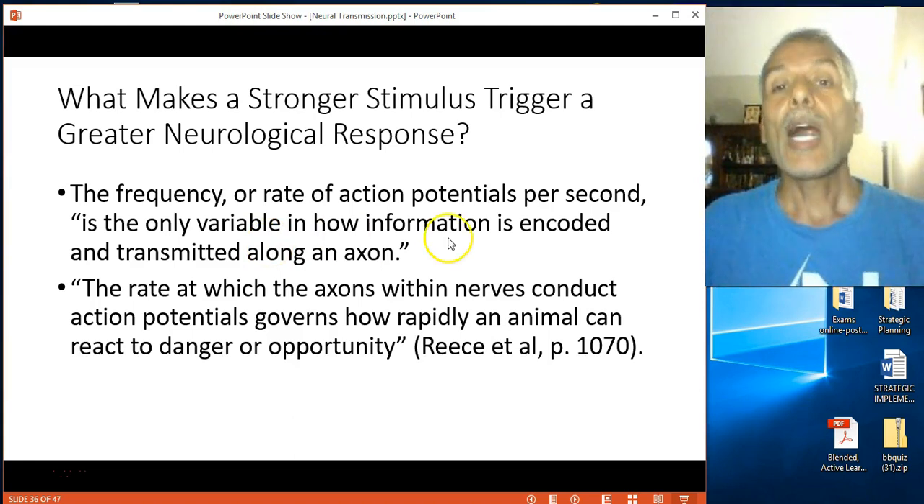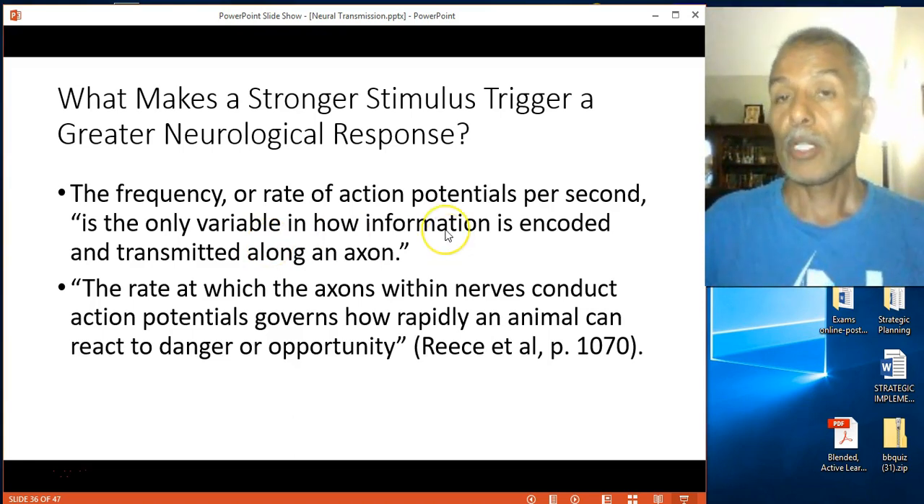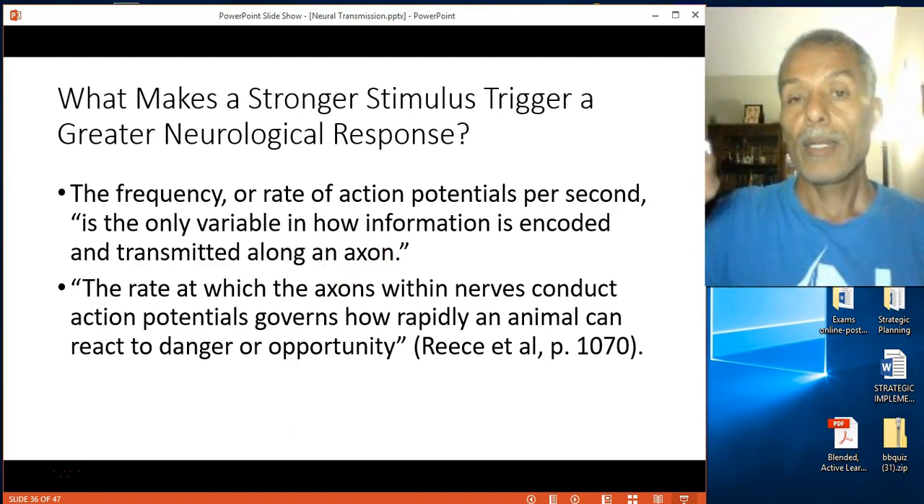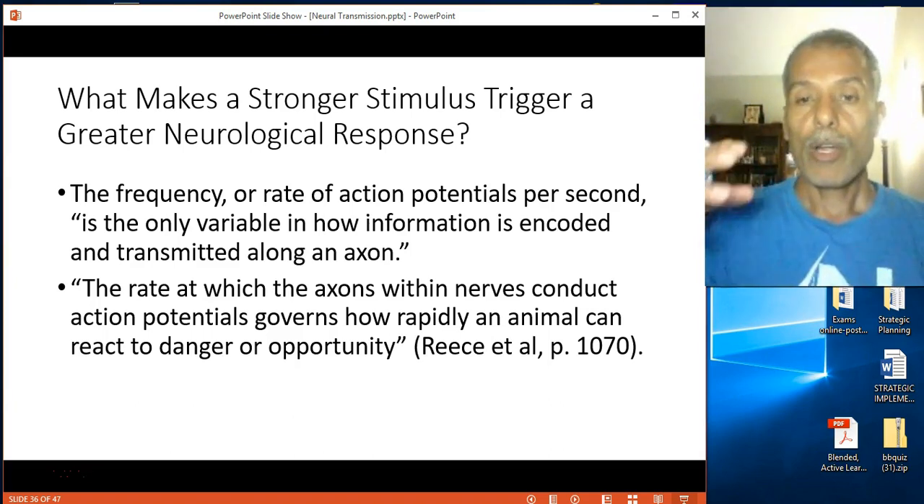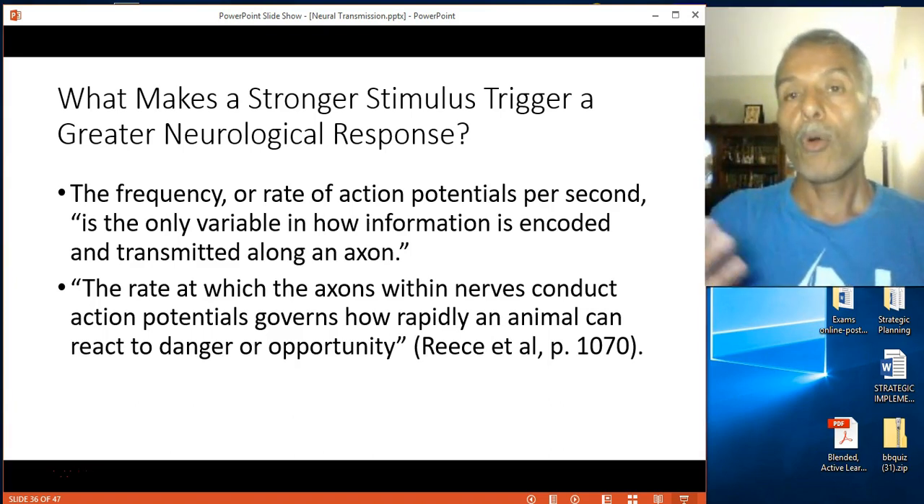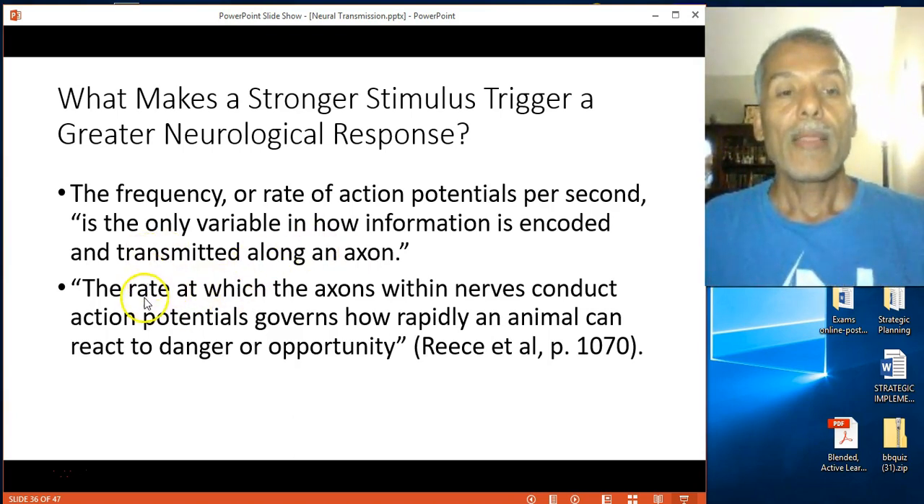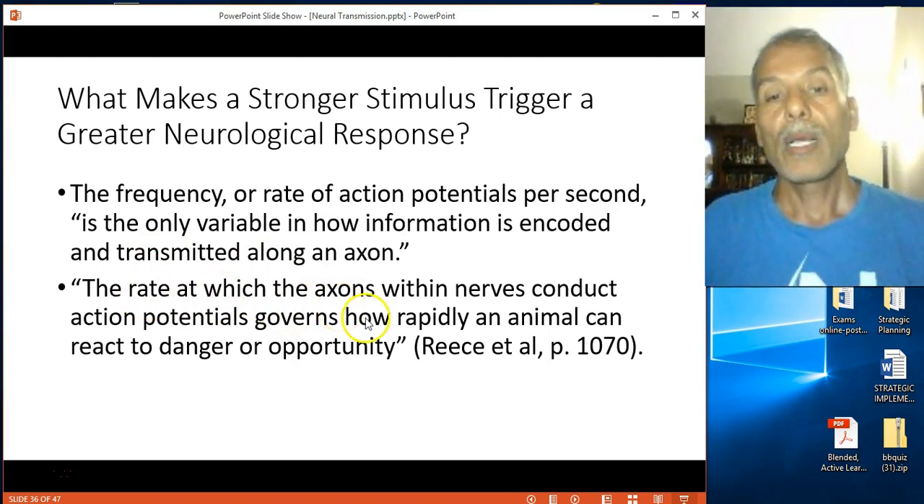factor in how information is encoded, how information is taken into the brain, and how it is transmitted along an axon. So again, the greater the frequency of the firing, the greater the flow of the information and the channeling of that information. And again, the rate at which the axons within nerves conduct action potentials governs how rapidly an animal can react to danger or opportunity, like agility, for example.